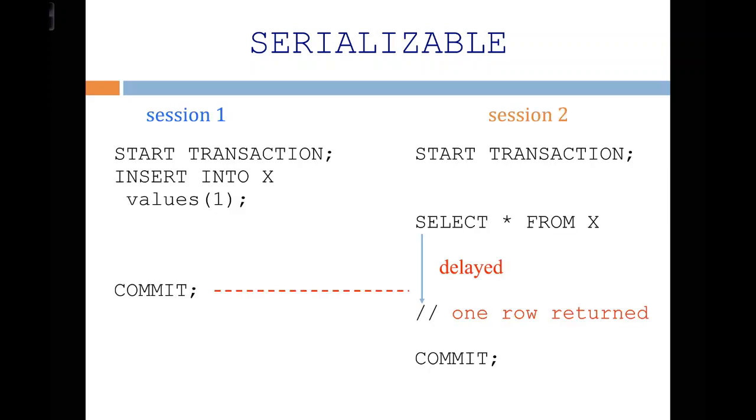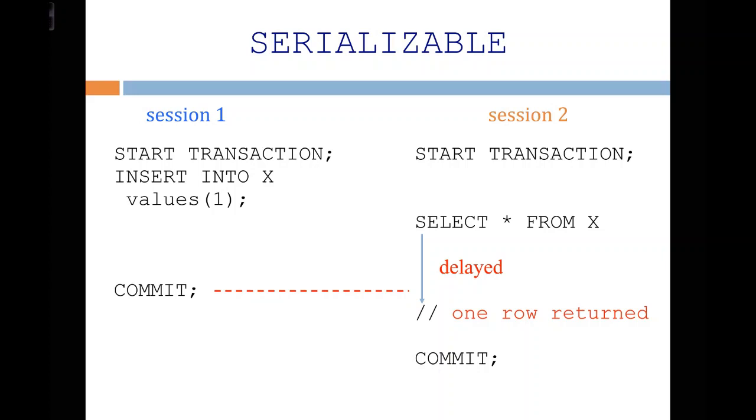Same setup with 2 sessions, 2 transactions. If session 1 does an insert into some table, it has now essentially blocked other serializable transactions from being able to do anything with those rows, including select from them. So if session 2 now goes and tries to select from X, even at a later time, the system delays the select. So it doesn't just return some old value or something, it actually just pauses that session.